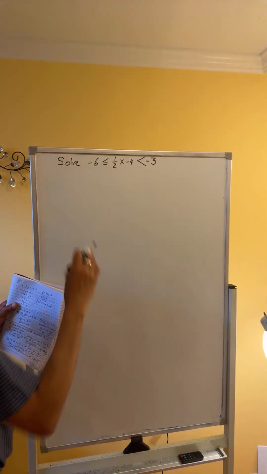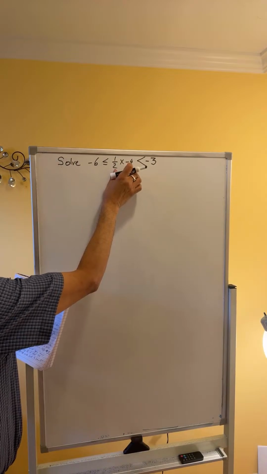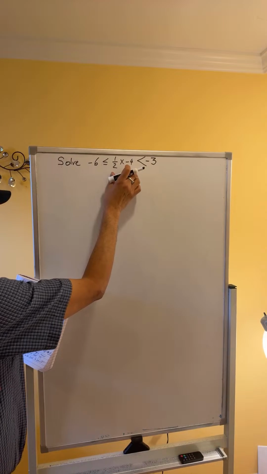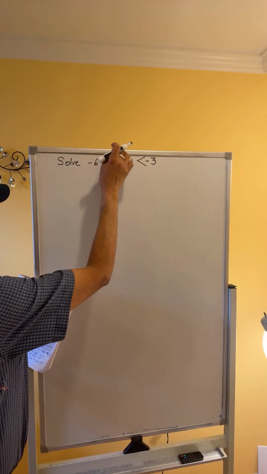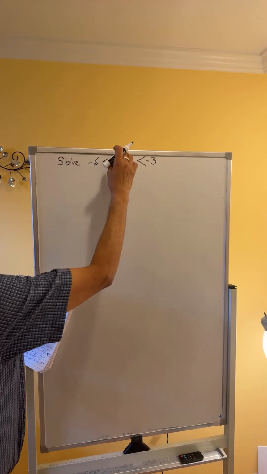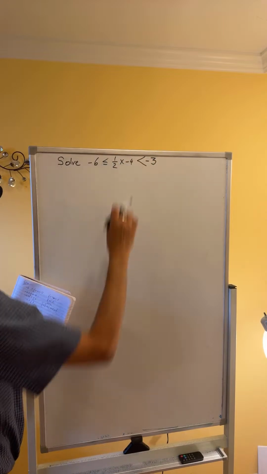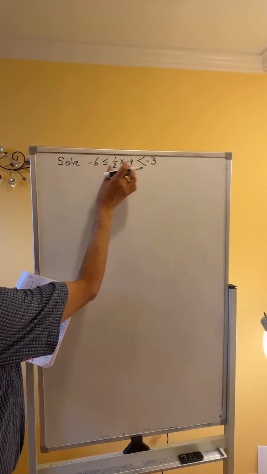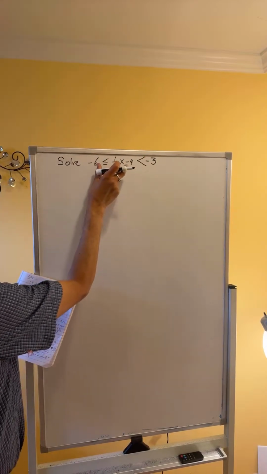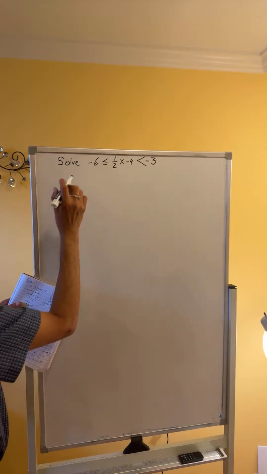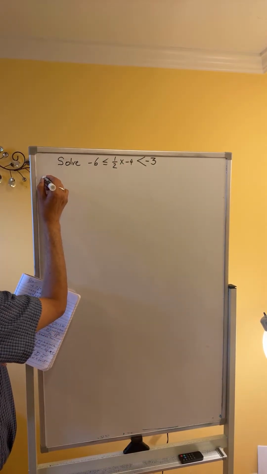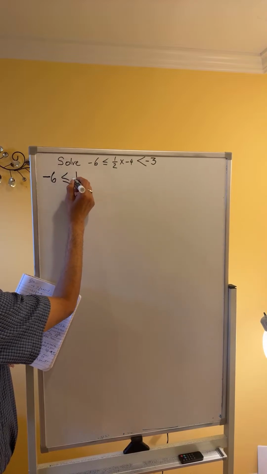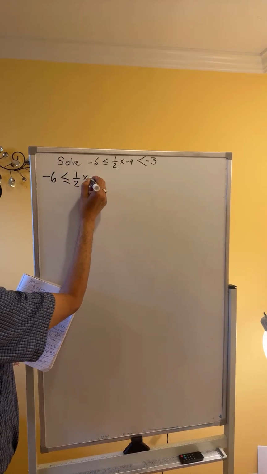This is a compound inequality because there is more than one inequality. Minus 6 is less equal to half x minus 4 is one inequality. The other inequality starts from the term in the center, half x minus 4 less than minus 3. So we will solve each inequality. Remember, it's a compound inequality. We will solve each inequality separately. The first one is minus 6 less equal to half x minus 4.